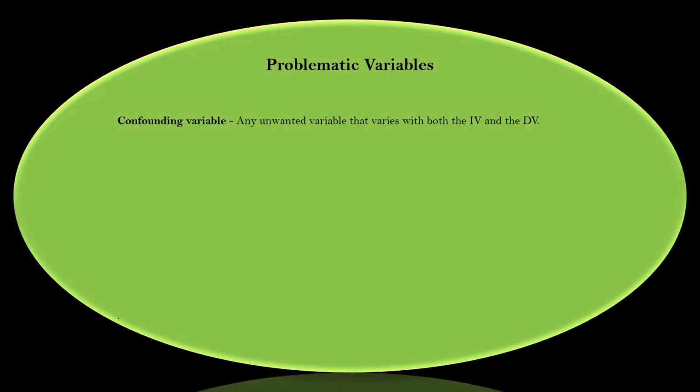So the first one, the big one for me, is a confounding variable. A confounding variable completely ruins the internal validity of your experiment. In other words, the ability to make a cause and effect statement. And that's why you are conducting an experiment. You want to explain something. But if you have a confounding variable, you've conducted an experiment, your ability to explain the outcome is diminished greatly, if not completely washed away. So a confounding variable is any unwanted variable that varies with both the independent and dependent variable.